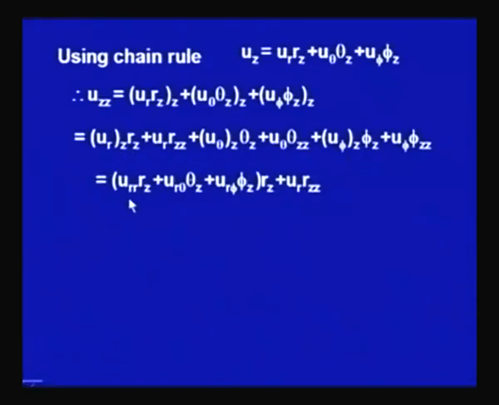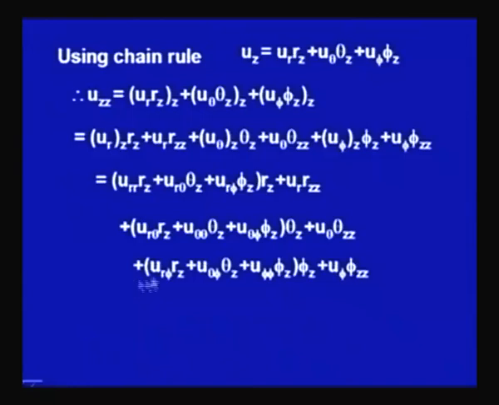We would get it finally as (u_rr r_z + u_r theta theta_z + u_r phi phi_z) times r_z plus u_r r_zz, and then the chain rule over here would give me (u_theta r r_z + u_theta theta theta_z + u_theta phi phi_z) times theta_z plus u_theta theta_zz, and the third one, with the phi: (u_phi r r_z + u_phi theta theta_z + u_phi phi phi_z) times phi_z plus u_phi phi_zz.